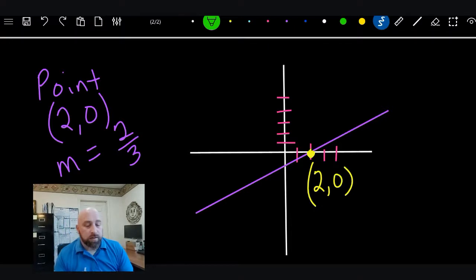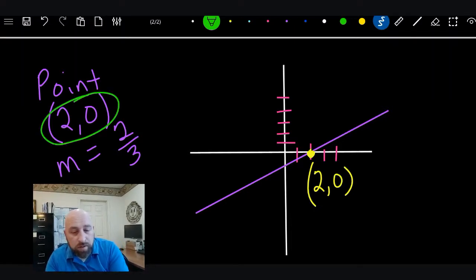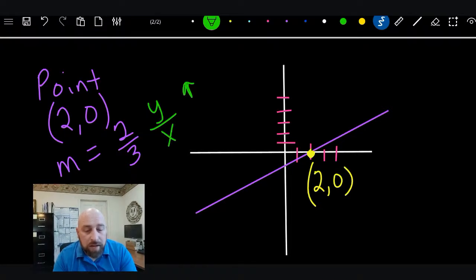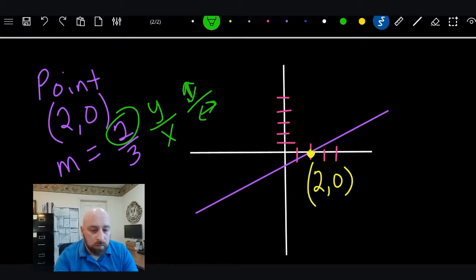Well, how do you solve this? Well, it's actually not too hard. You just go over here to your point (2, 0), and it's that point right there. And then I go to this. Remember, this is y over x, or up and down over left and right. And so what I'm going to do is go up 2: 1, 2. And then I'm going to go over 3: 1, 2, 3. Now look, I'm right on my line. When I go up 2 over 3, I'm right on my line.